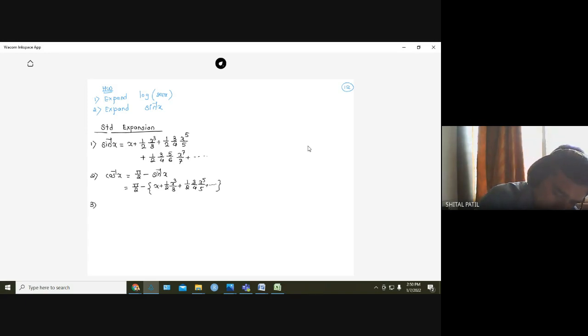Okay, then third is tan inverse x, already known to us, minus x raised to 7 by 7. Fourth is the same as sine inverse x, only the signs are different.